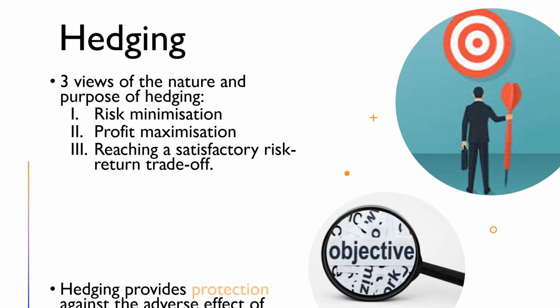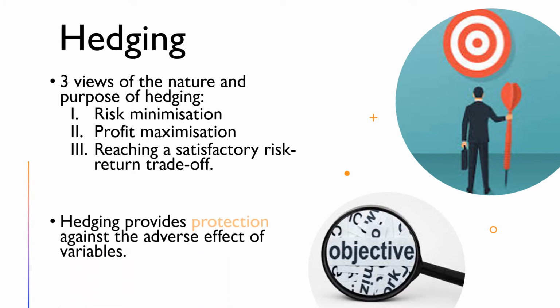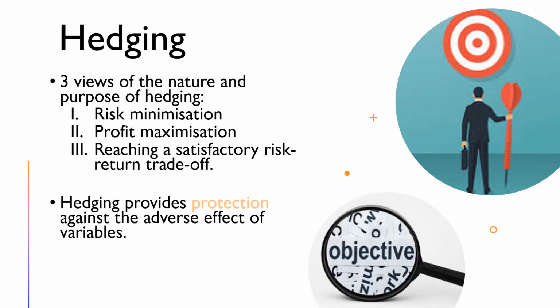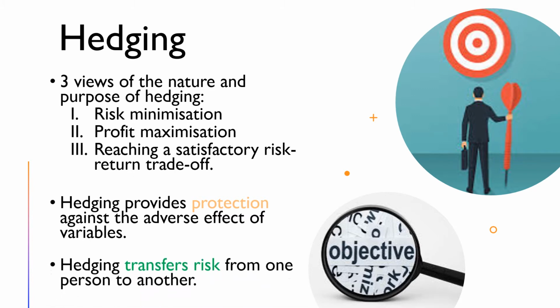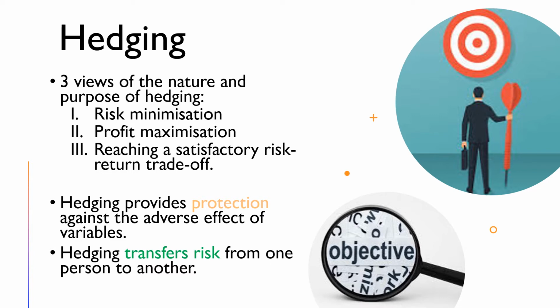Hedging provides protection against the adverse effect of variables. Take note that the key word here is protection. Hedging protects an investor from being exposed to a risky situation that may lead to loss of value. However, hedging doesn't necessarily mean that the investments won't lose value at all. Rather, in the event that happens, the losses will be mitigated by gains in another investment. Lastly, we can also describe hedging as a means to transfer risk from one person to another.